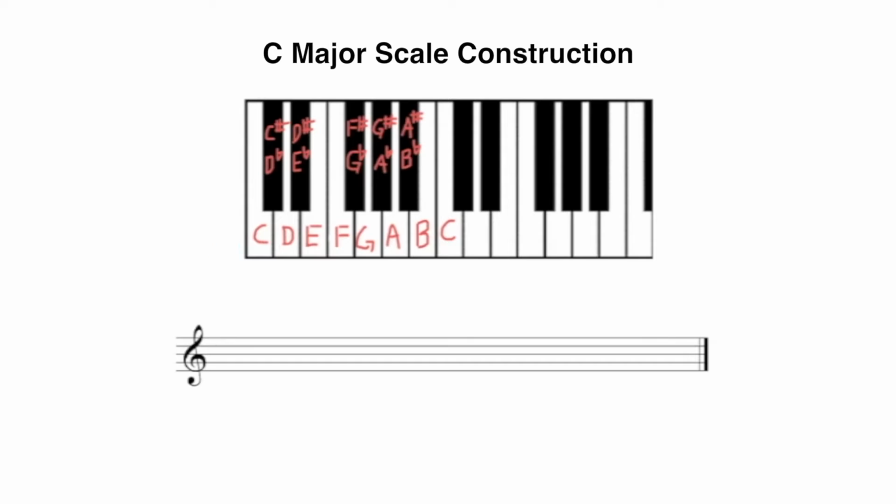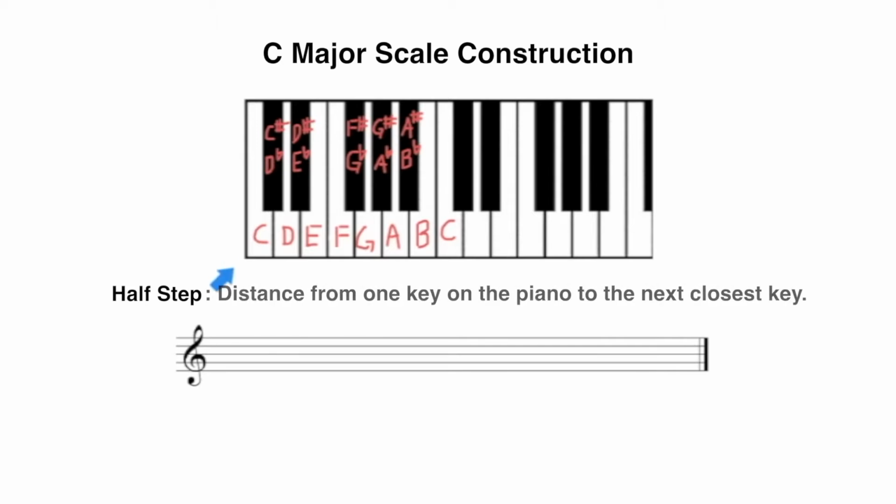Now, in order to construct any major scale, there are a couple of terms that are really important. The first term is half step. A half step simply refers to the distance from one key on the piano to the next closest key. So let's go ahead and examine some half steps.